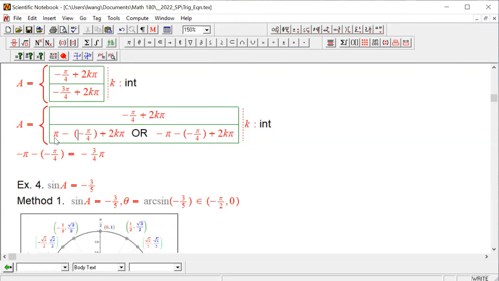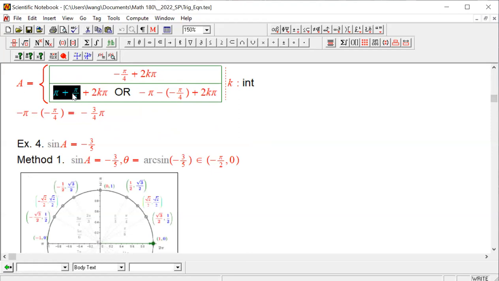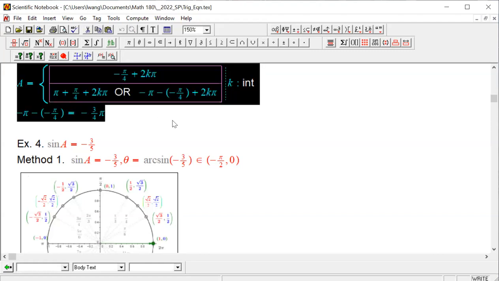If I replace theta by negative pi over 4, this is going to be pi minus negative pi over 4. So that's a plus. And this will end up to be 5 pi over 4, right? 5 pi over 4, where does it terminate? It terminates here. So we are right. So either form gave us the right answer.